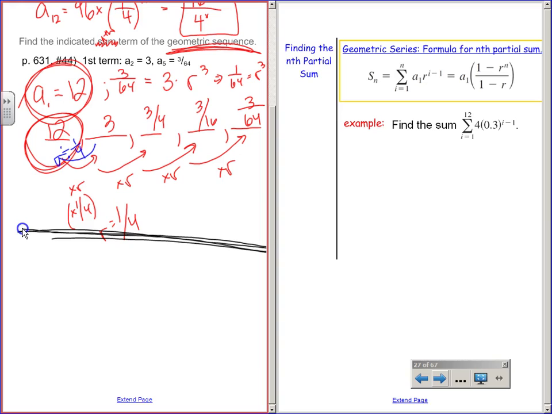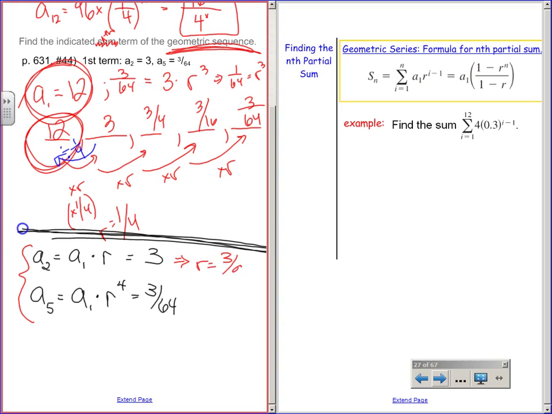So as you guys are writing down S sub n, another way you could have done it is to say a sub n is equal to a sub 1 times r to the 2 minus 1, which is 1, which equals 3. And then you could have set up another equation for a sub 5, which would be a sub 1 times r to the 5 minus 1, or r to the 4th, is 3 over 64. You could have seen this as a system of equations and been like, okay, I could solve for r. Then I could have plugged in.